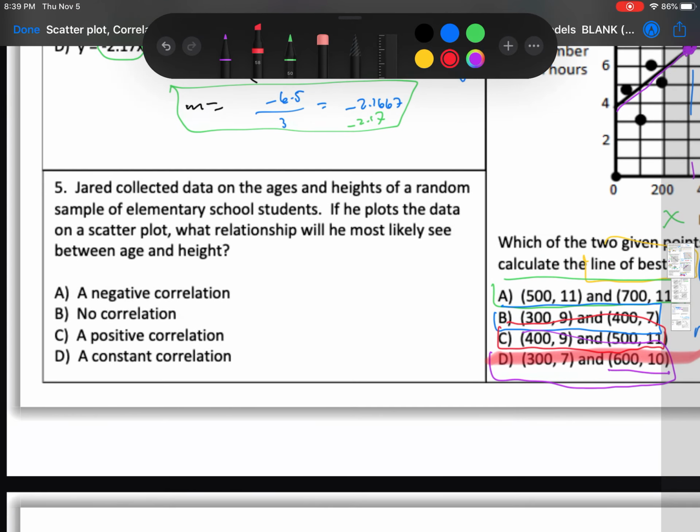Number 5, Jared collected data on the ages and heights of a random sample of elementary school kids. So he plots the data on a scatter plot. Okay, so X is ages, 0, 5, 10, 15. And then over here is height. How tall are these guys? 2, 4, 6 feet.